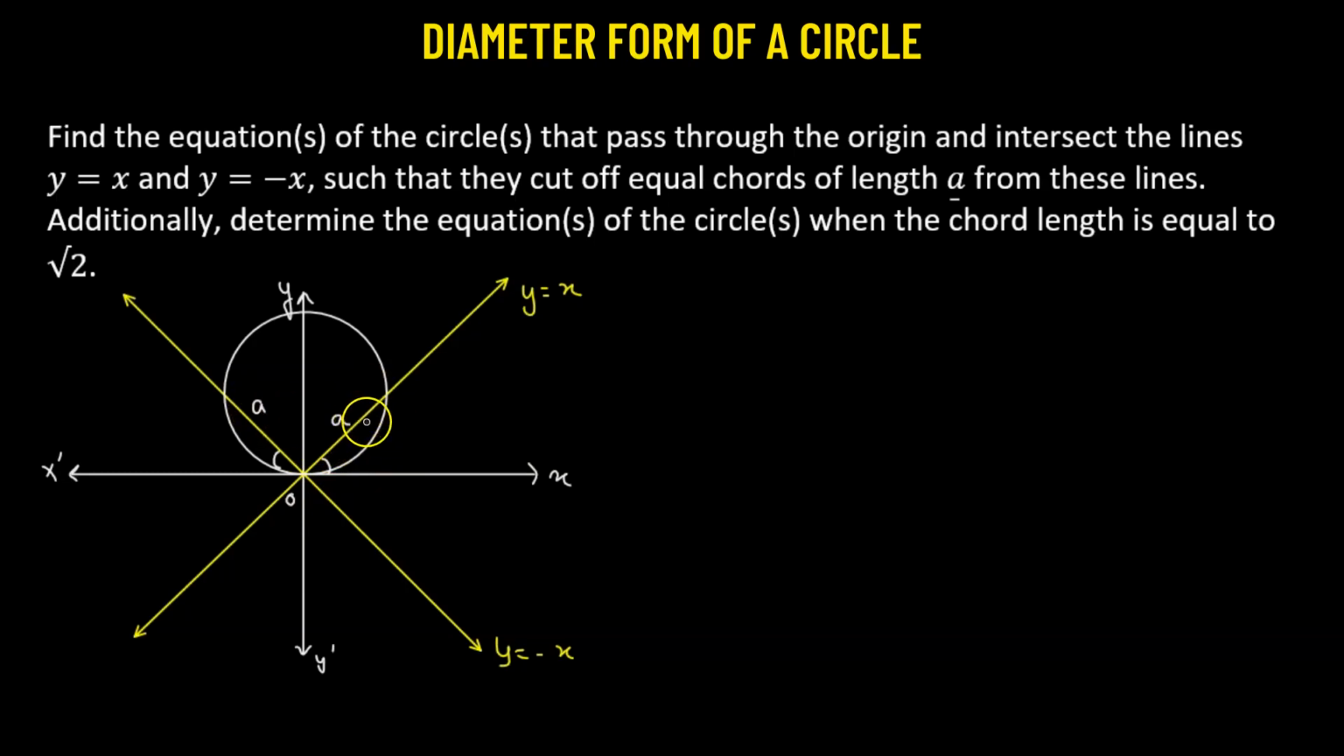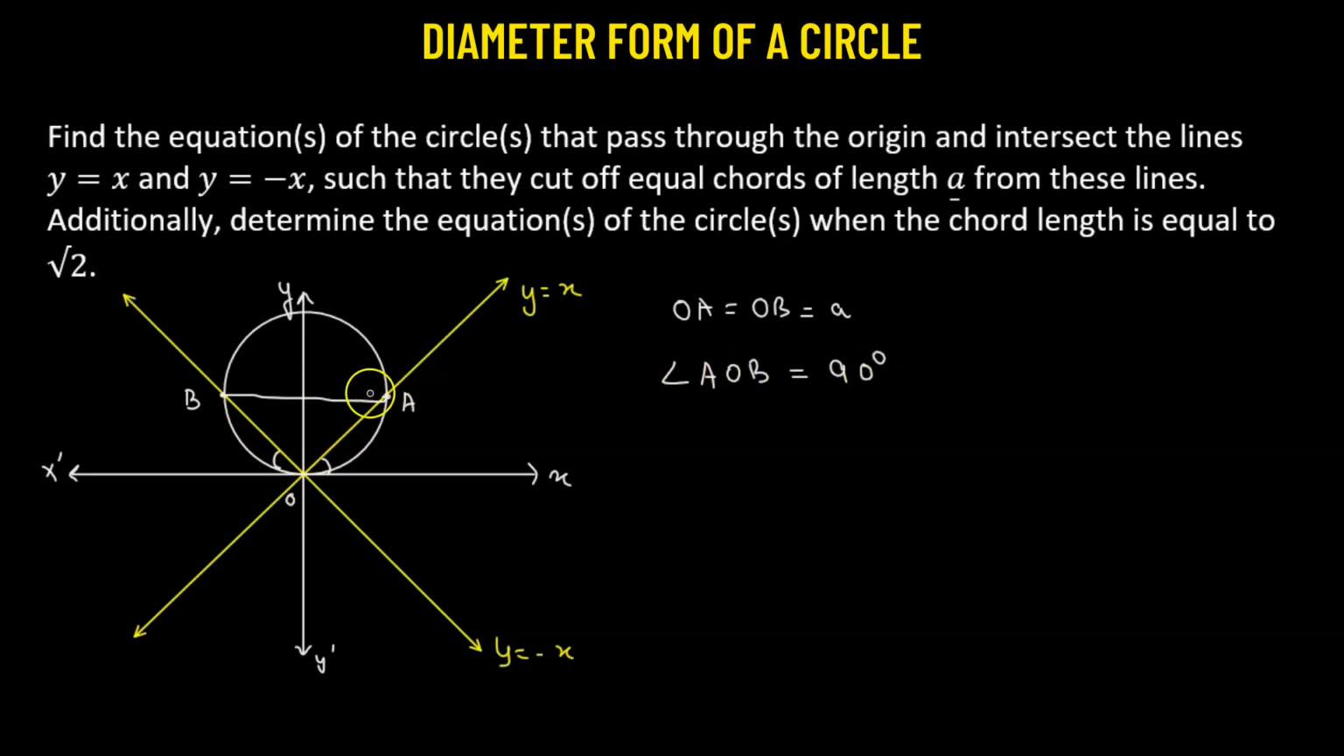Now, using this information, we need to find the equation of a circle. As you can observe here, the line y equals x intersects the circle, let's say at this particular point A. Also, the other line y equals negative x intersects the circle at this point B, and they both cut off equal chords of length a unit. So that means the length of OA is equal to OB, and this is equal to a unit. Now, if we join AB, angle AOB here will be equal to 90 degrees.